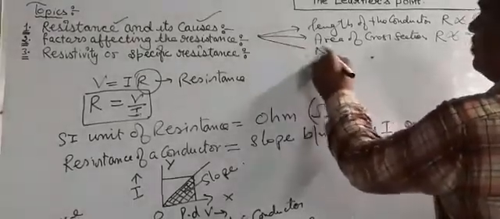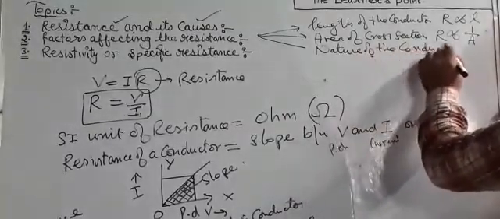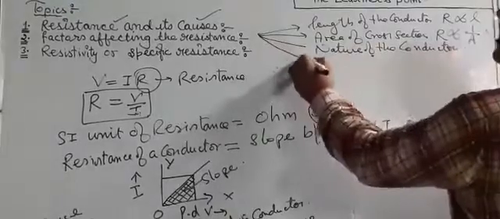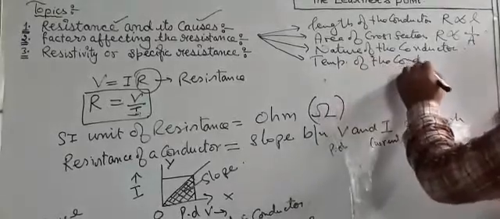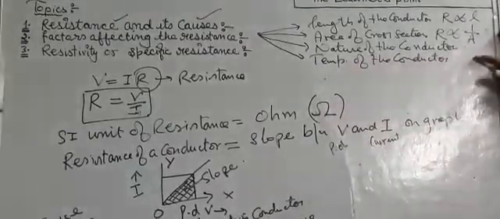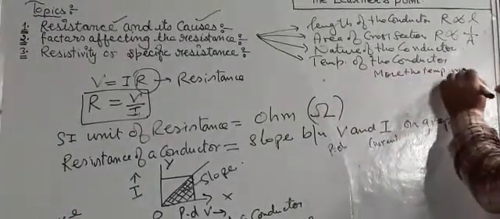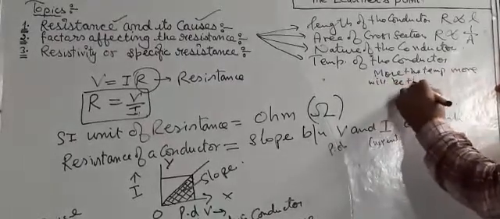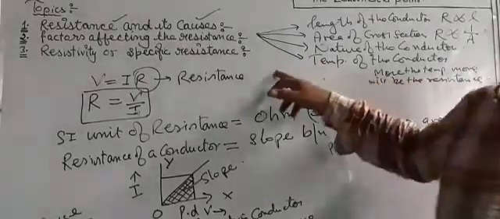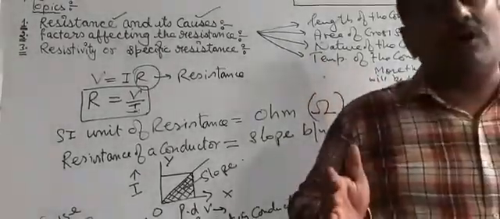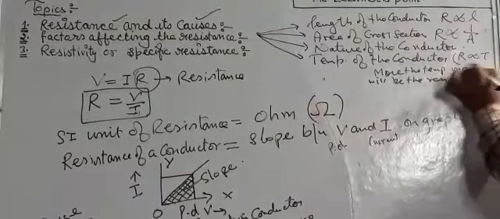Third, the nature of the conductor. Next is the temperature of the conductor. The more the temperature, the more will be the resistance. So these are the factors affecting the resistance of a conductor. That means if the temperature is more, there will be more resistance.